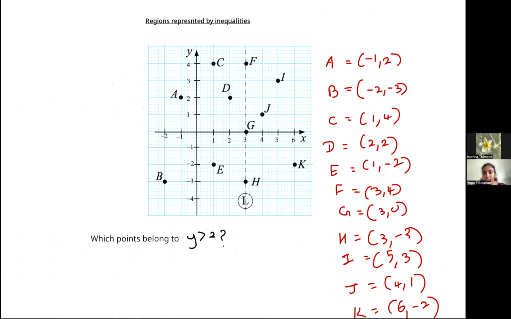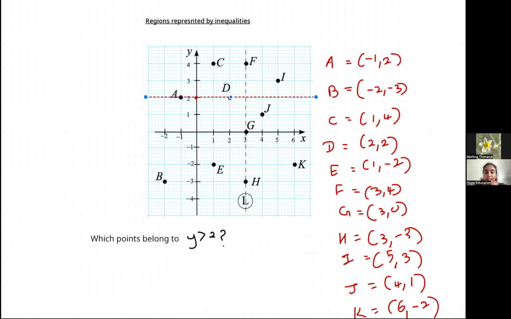Before I check which points, first of all, I have to identify which region, right? When I say y is greater than 2, first we see where y = 2 is. On the y axis, 2 is this point. It is not y is greater than or equal to, it is only y is greater than. So I will draw not a straight line but a dash line through 2 on the y-axis like this.